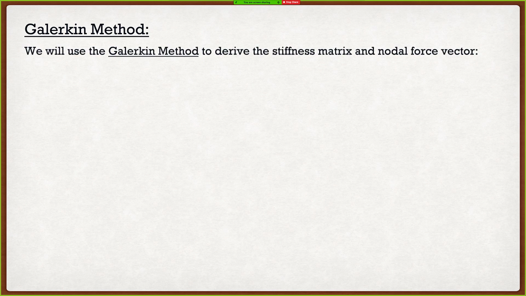So this is why we go with the Galerkin method: it's general and it can be applied to basically any case. It doesn't really matter what you do. So we're going to use this Galerkin method to derive two things. One is the stiffness matrix for these bar elements, and two is the nodal forces vector for these bar elements.